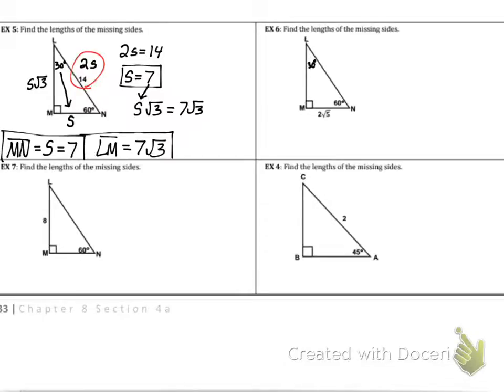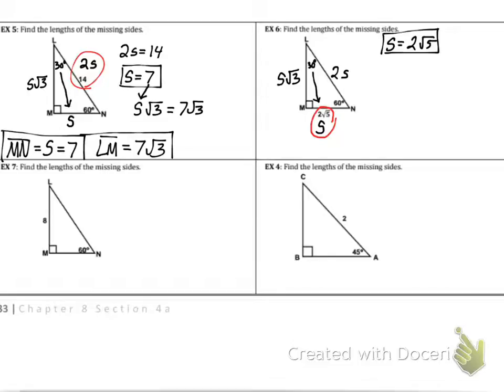My shorter side is the one across from 30, so this one is S. My hypotenuse is going to be 2S. And finally, that longer leg has to equal S times square root of 3. Well, we already know what S equals. S equals 2 square root of 5, and that's given to us. As long as you wrote it down, we know that this is true.